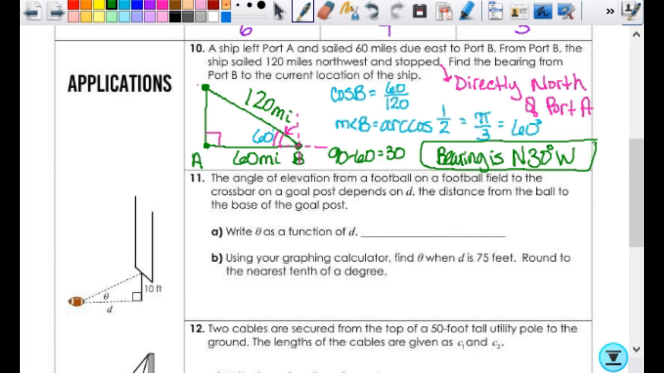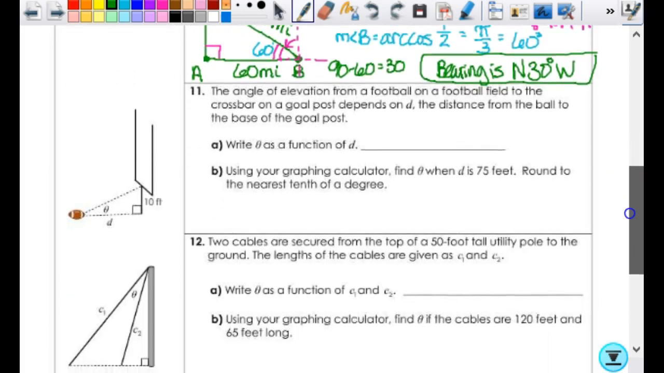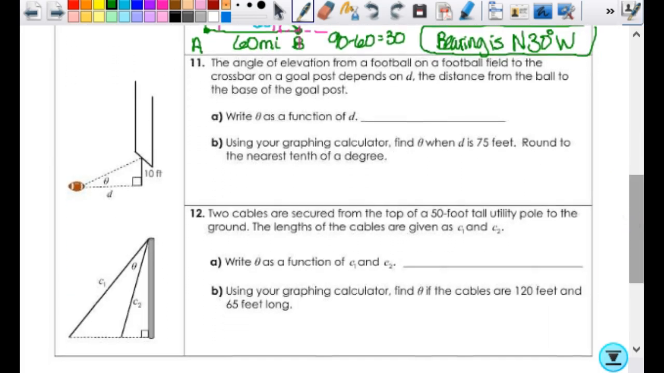All right. So let's look at number 11. It says the angle of elevation from a football on a football field to the crossbar and the goalpost depends on D, the distance from the ball to the base of the goalpost. So it already drew the picture for me, so that was nice. So A says write theta as a function of D.